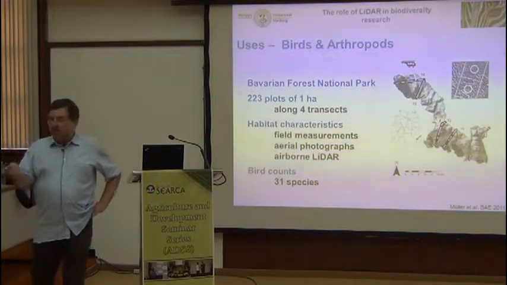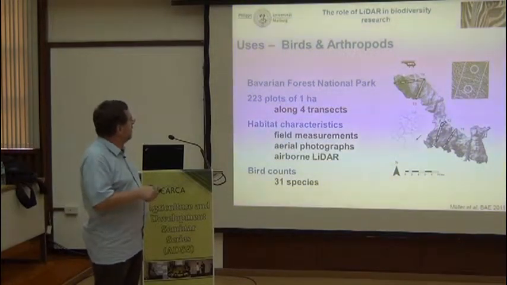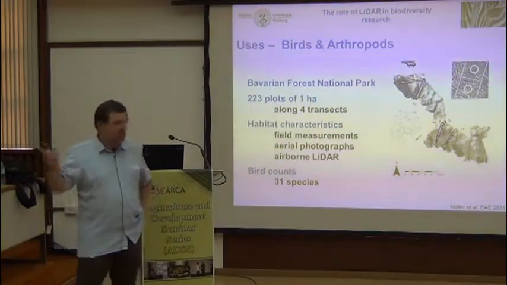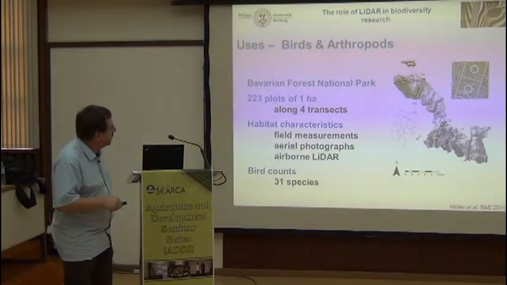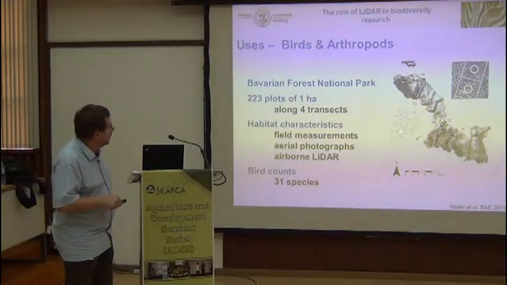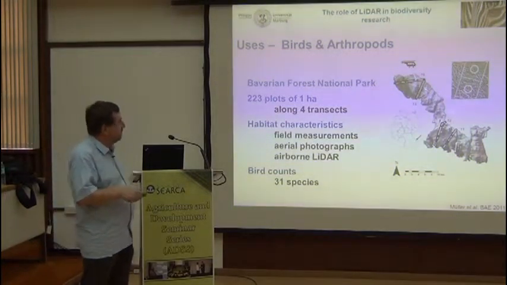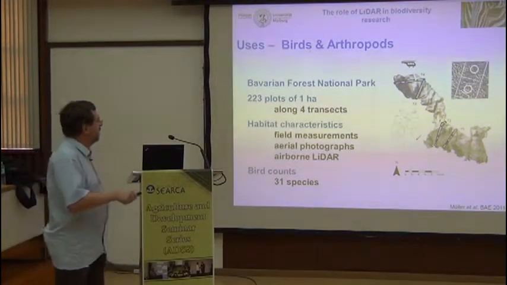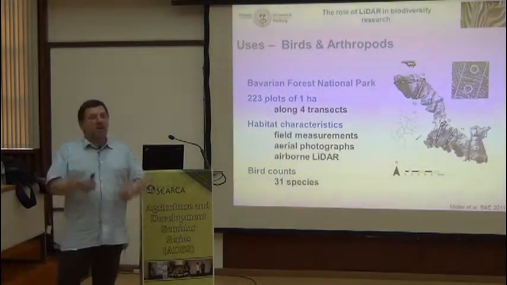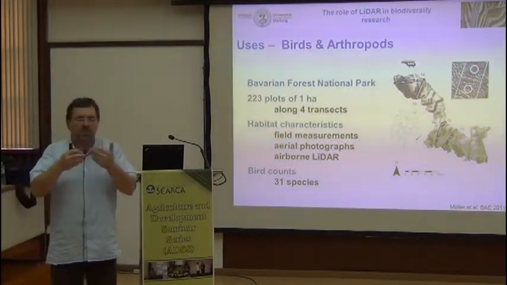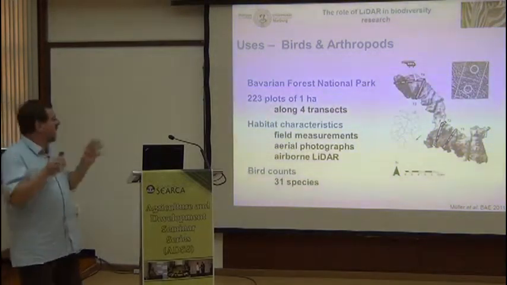Most of my examples now about LiDAR come from a project in the Bavarian Forest National Park, the same national park which I already mentioned. You see it here in the southeast of Germany. Frankfurt is somewhere here, Munich here, Berlin is here. Here is the national park, and here we have the area of the national park. In this area, we have several transects, and along these transects we have 200 sampling plots. In these sampling plots we sampled insects, spiders, birds, or whatsoever, all with the appropriate sampling method.